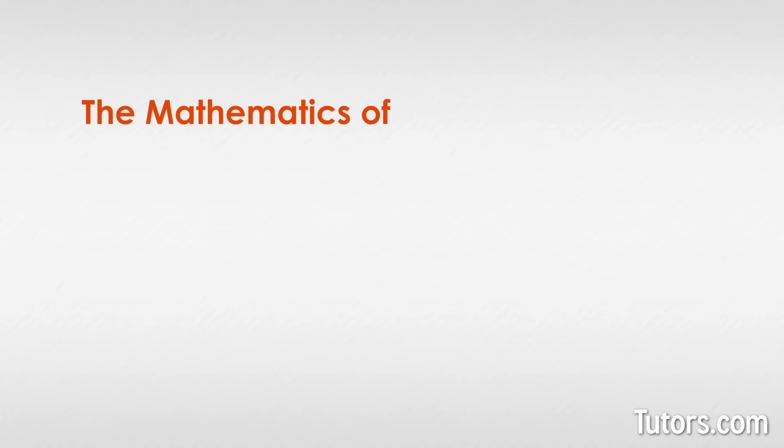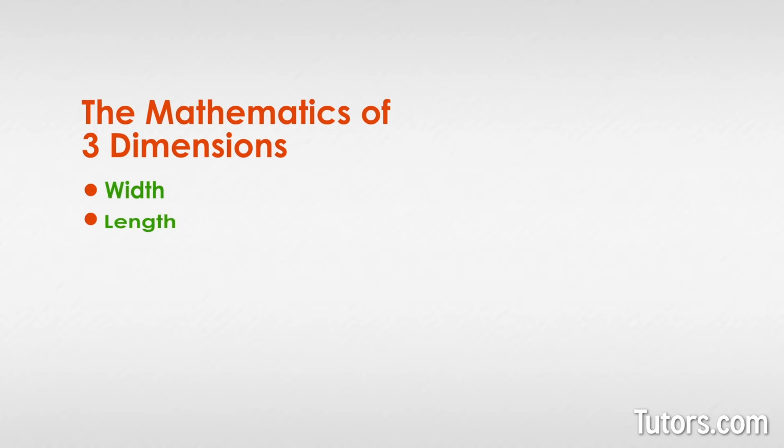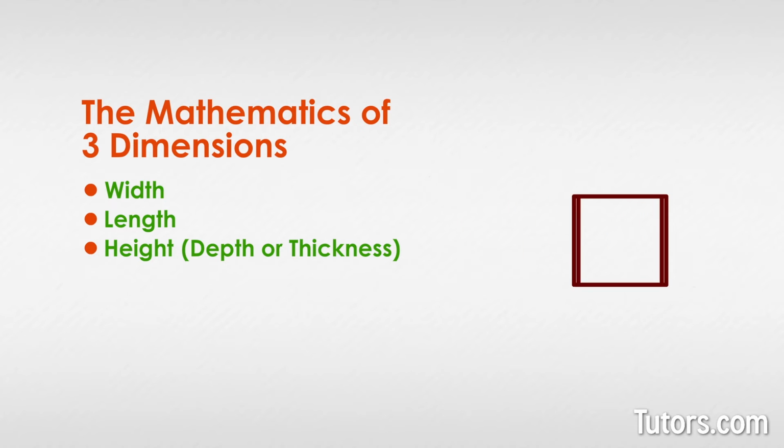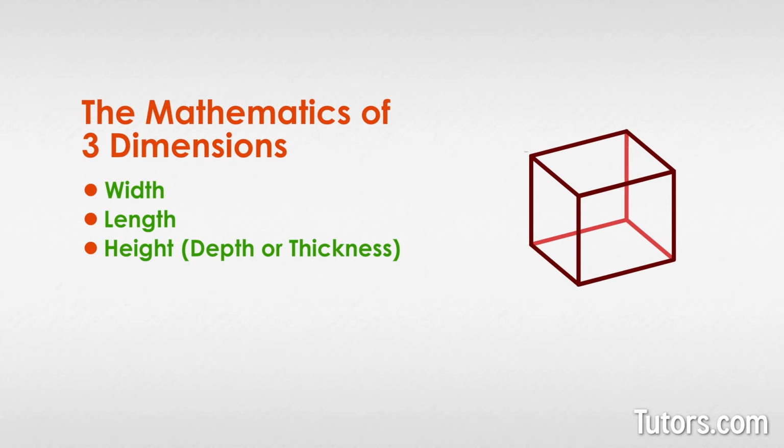Let's discuss the mathematics of 3 dimensions. Shapes that exist in 3 dimensions all have width and length just like their 2D relatives, but they also have an added dimension, height, which can also be called depth or thickness. In mathematics, an infinite number of squares could occupy the same area on a plane because they have no thickness or height. Adding the 3rd dimension, this becomes impossible.